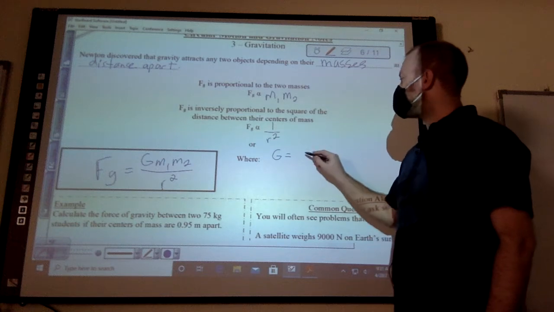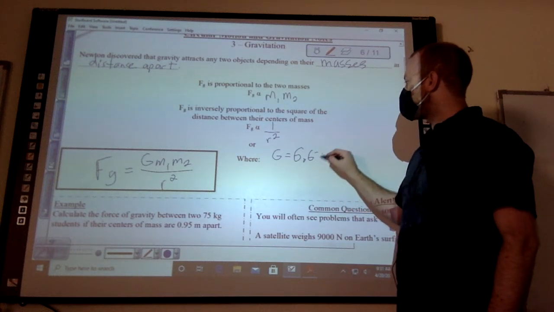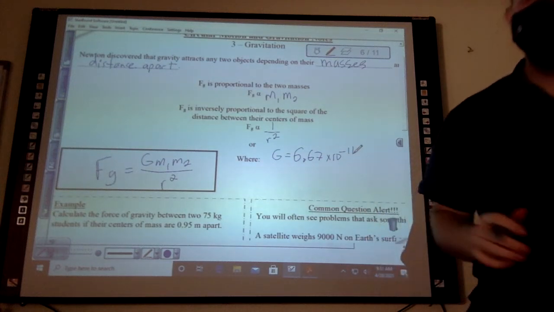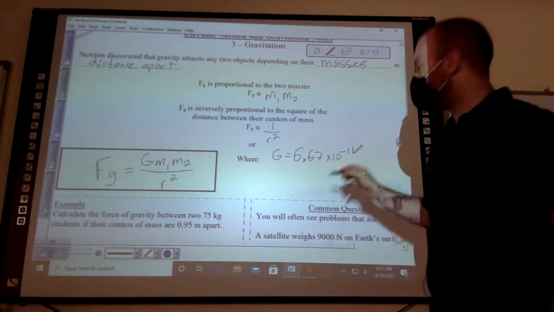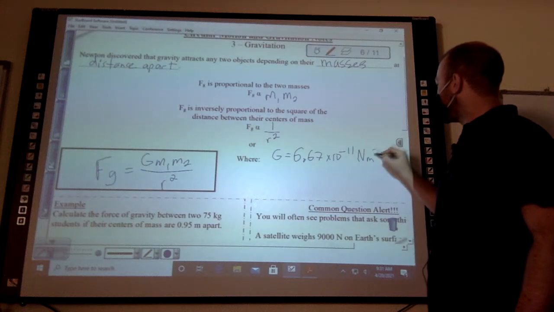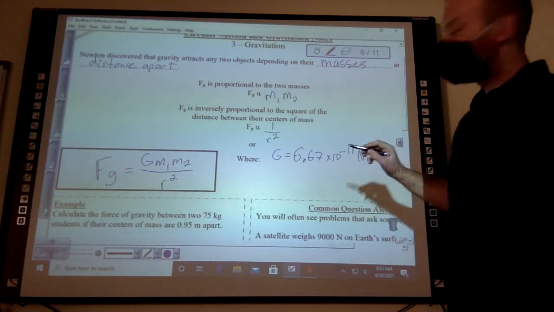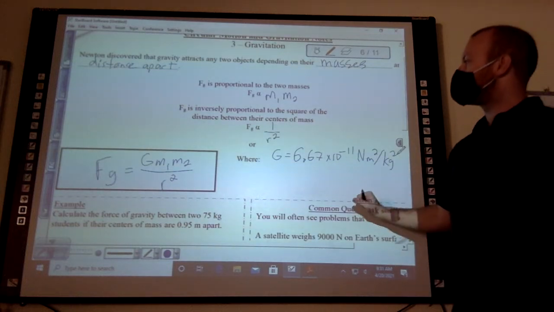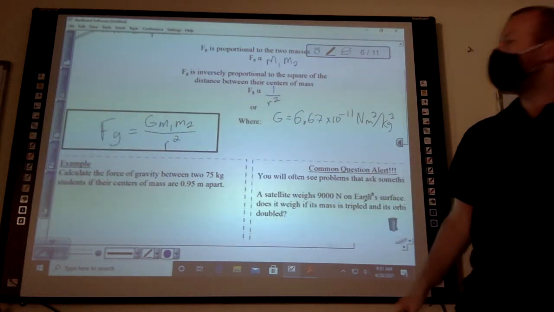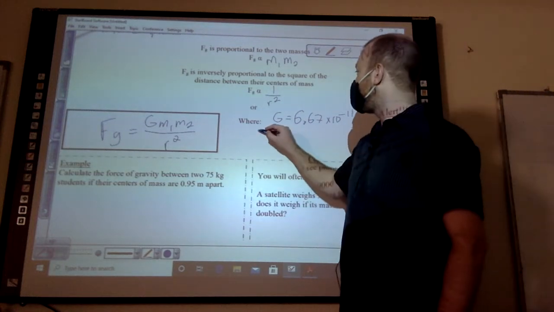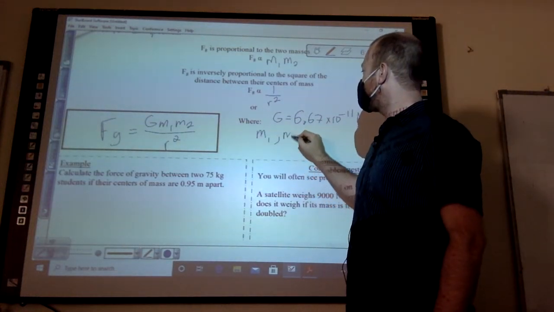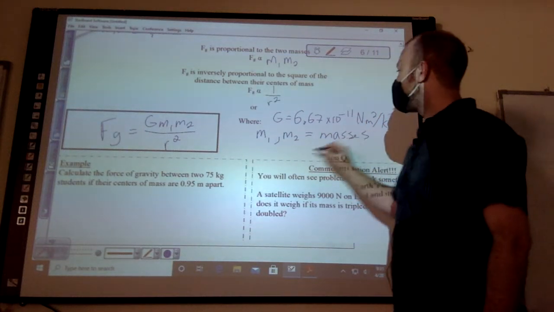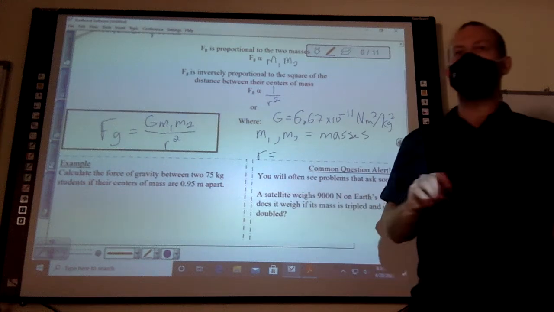G, this is your gravitational constant, 6.67 times 10 to the negative 11. I don't remember the units for it. Let's see, it's newtons meters squared per kilogram squared. Not that that's super relevant, but that's just what the unit is. And then M1, M2, these are your masses. And r is not the radius.